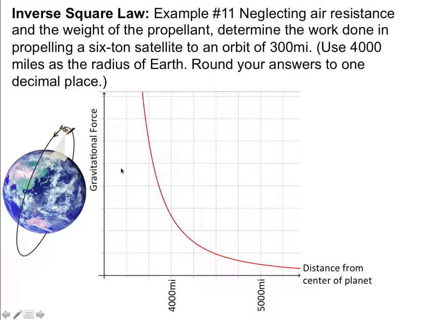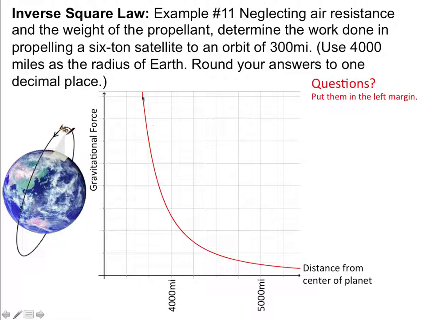Now let's look at an inverse square law example. And we always say neglecting air resistance because that simplifies the problem, and the weight of the propellant. Determine the work done in propelling a 6-ton satellite to an orbit of 300 miles. And we're going to use 4,000 miles as the radius of the Earth.